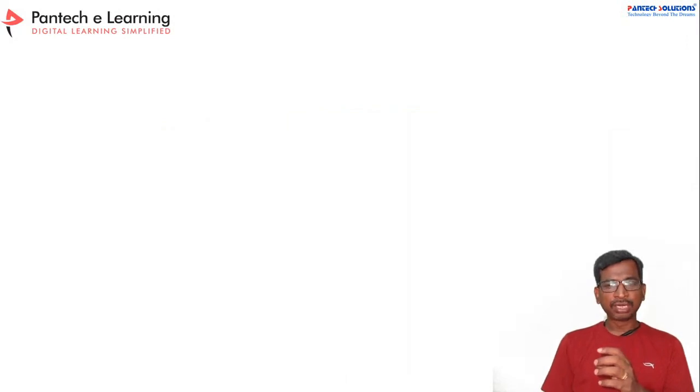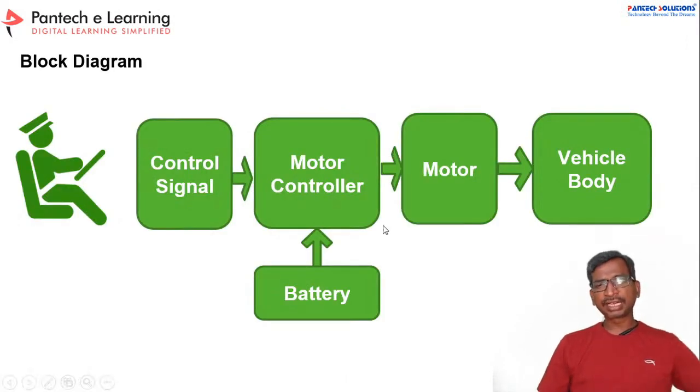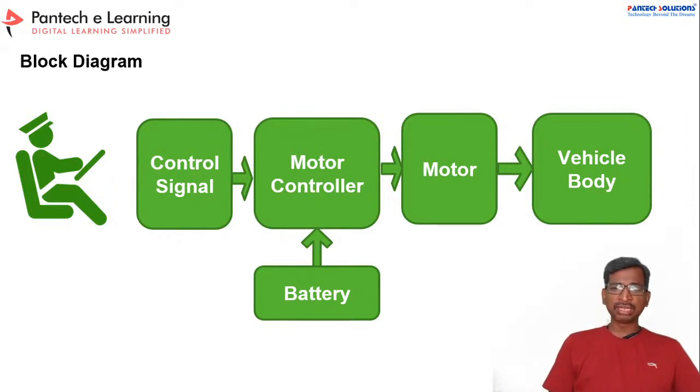Now if you take a block diagram of this EV system, as we know, the vehicle body is the final unit which is going to move from its standstill position, and then the motor. So what are the types of motors? Can you please comment? What types of motors are used in electric vehicle systems?